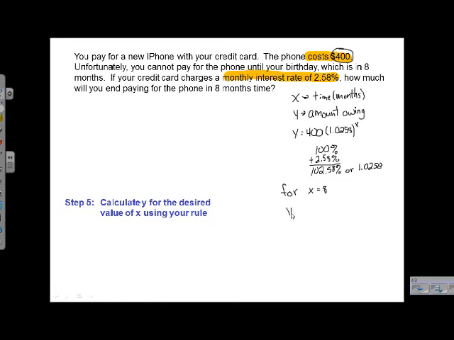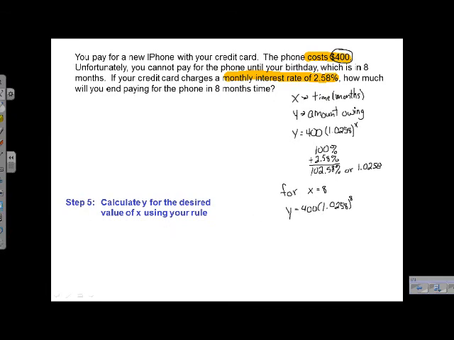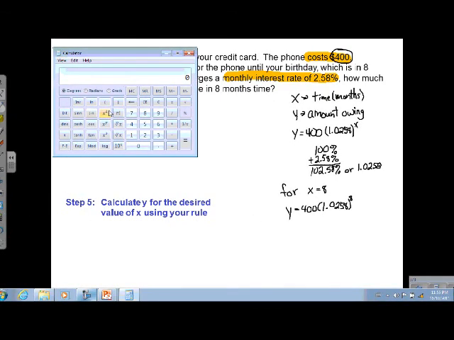So to do that, we can go back to our rule, 400 times 1.025. But in this case, instead of writing in x, I can write in 8, because I know we're looking at 8 months. And now to calculate that, we'll bring up our calculator, and let's turn it on.